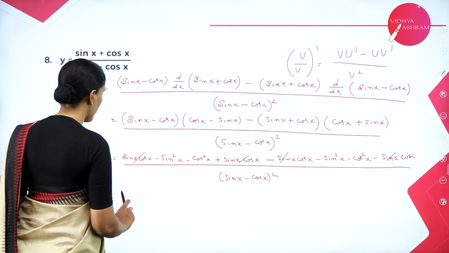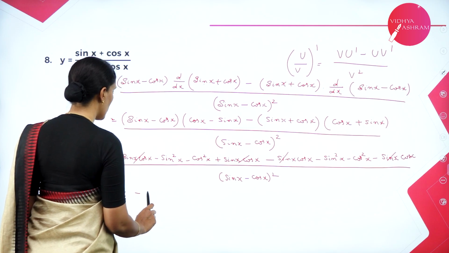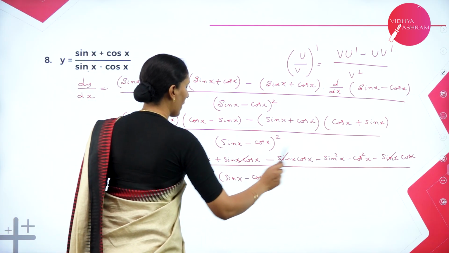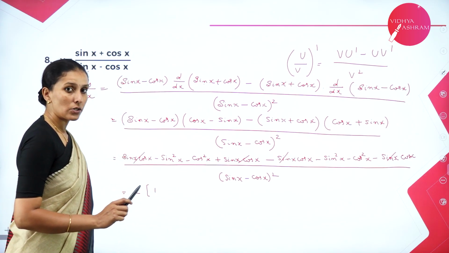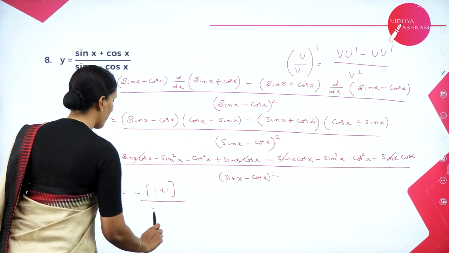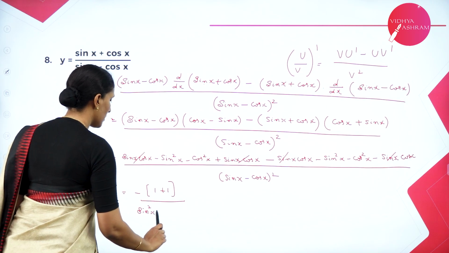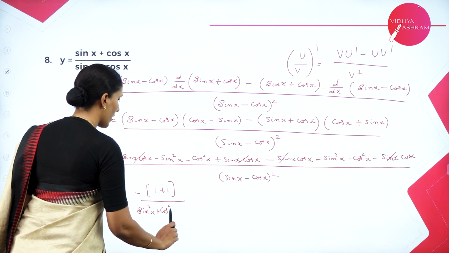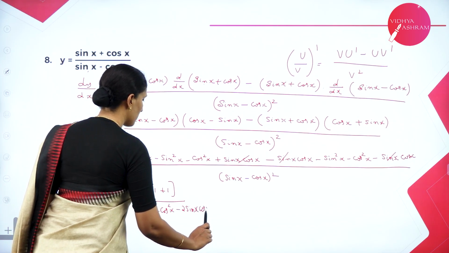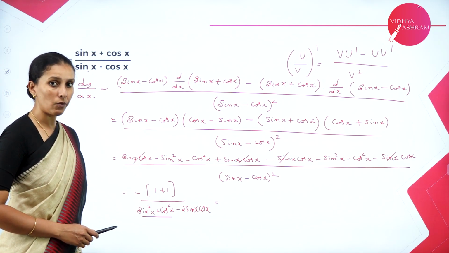Next we have minus as a common factor. Then we have sin square x plus cos square x whose value will be 1. Similarly, if you take minus as a common factor, it is again sin square x plus cos square x whose value is 1, divided by, if you expand this, you will get sin square x plus cos square x minus 2 sin x cos x. So now again sin square x plus cos square x value will be equal to 1.